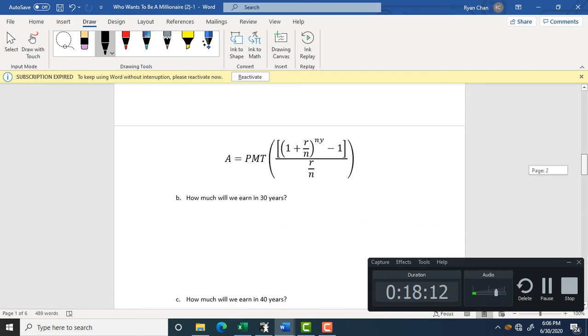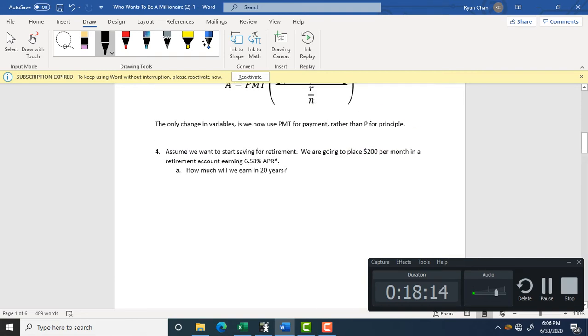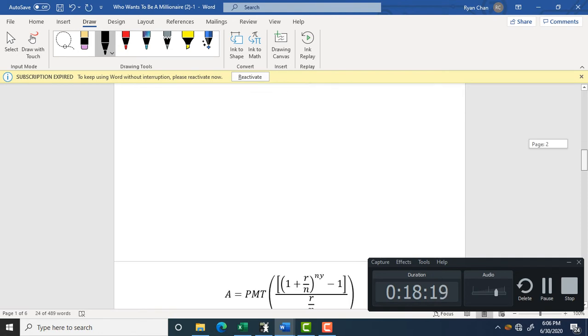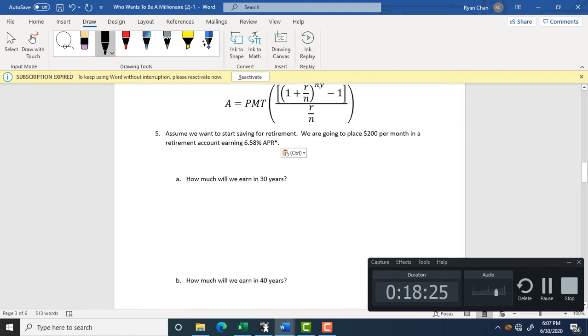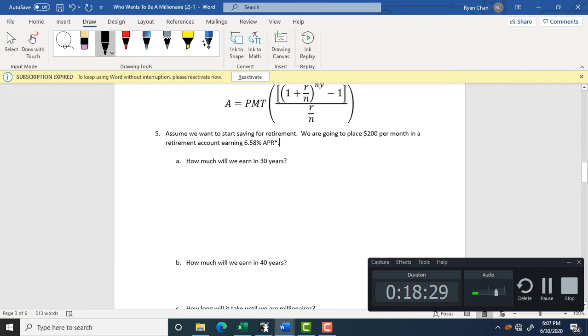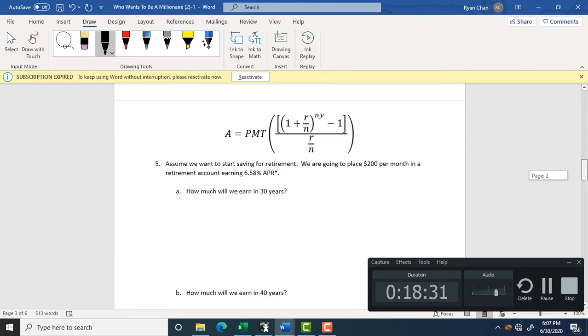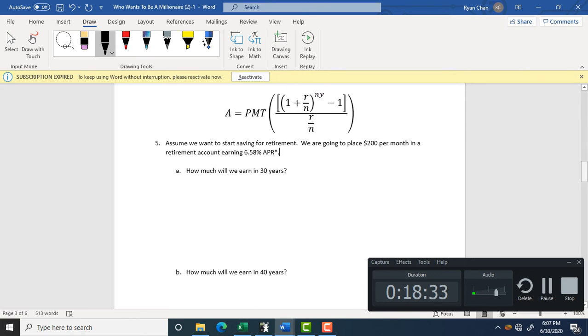Yeah, so how much shall we earn in 30 years? Let me copy and paste this here. Sorry, I know it's a 4-part problem. So it says, assume we start saving for retirement. We're going to place $200 per month in a retirement account, earning 6.58% APR. Okay. So it says, how much will we earn in 30 years? So we're going to use this formula.